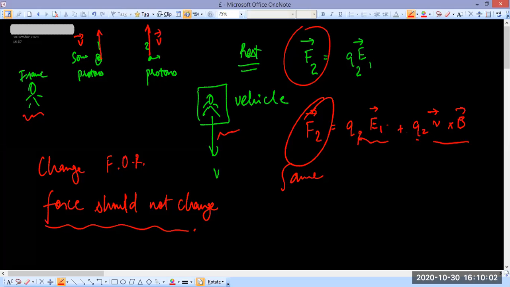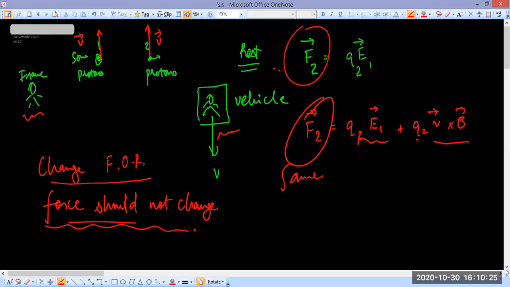So this is what is, you know, very basic thing, or this is what inspired Einstein to give a theory of relativity. This is one of those things, right? Okay, so again I'll just clarify what I said. It's that if we change the frame of reference, force should not change, right?